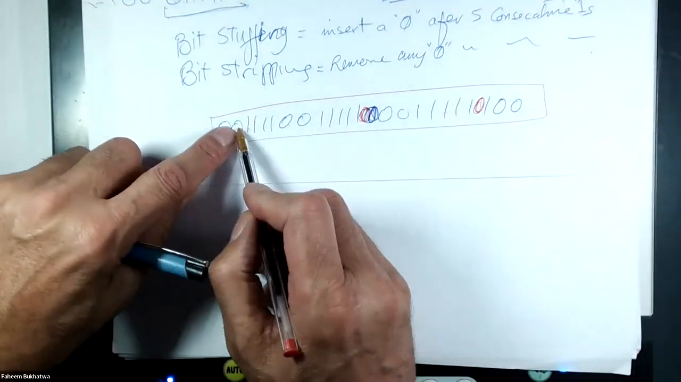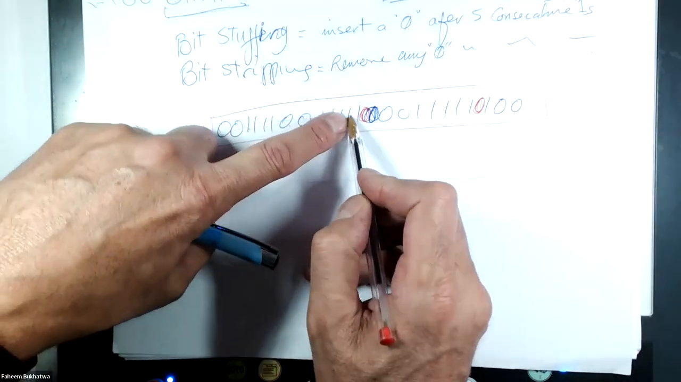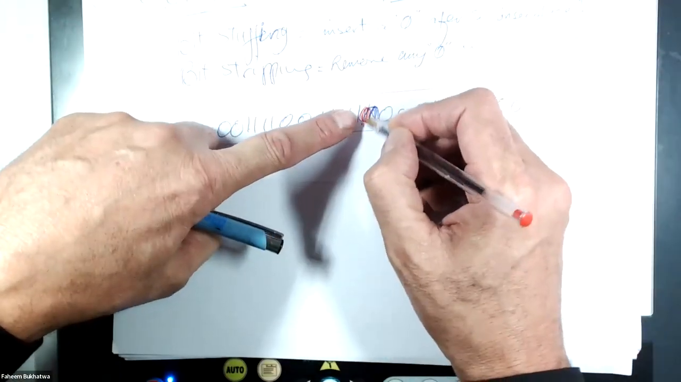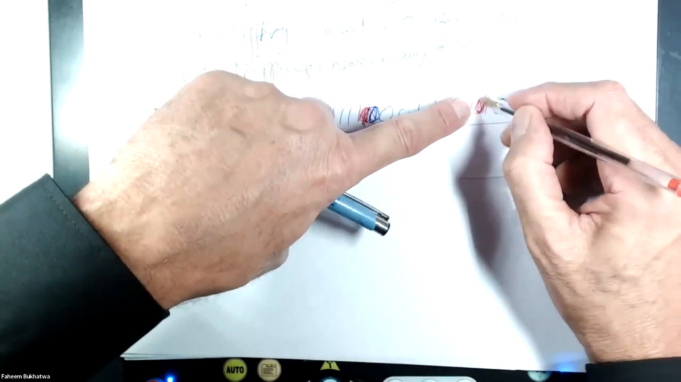And another example. And the receiver will do the same thing. We'll count. Is there 5 ones? 1, 2, 3, 4. No, there's no. 1, 2, 3, 4, 5. Yeah, well then get rid of this 0. 1, 2, 3, 4, 5. Get rid of this 0.